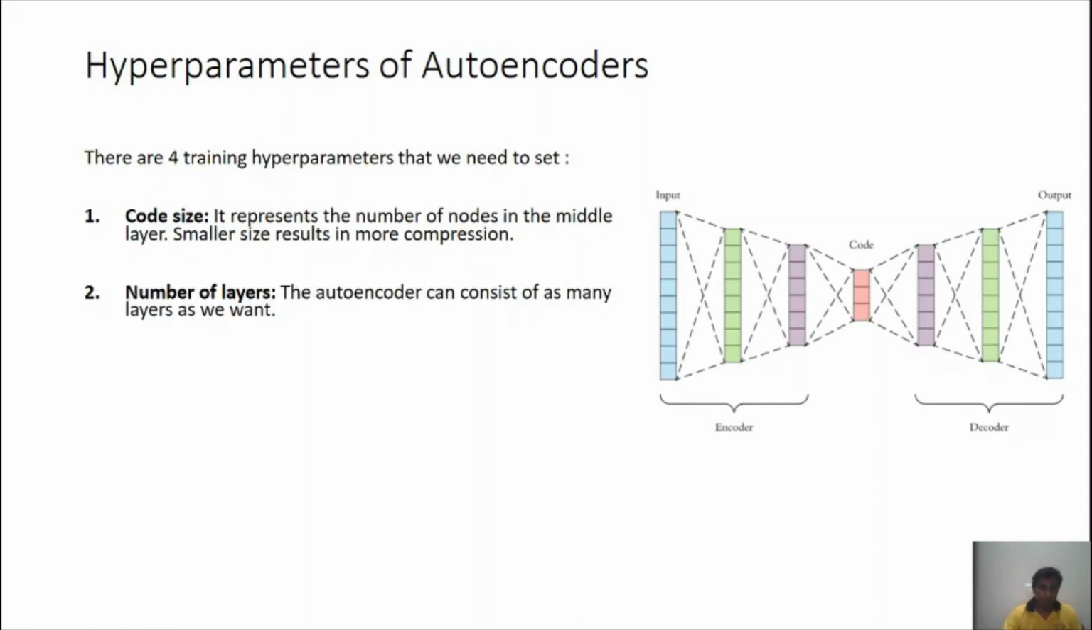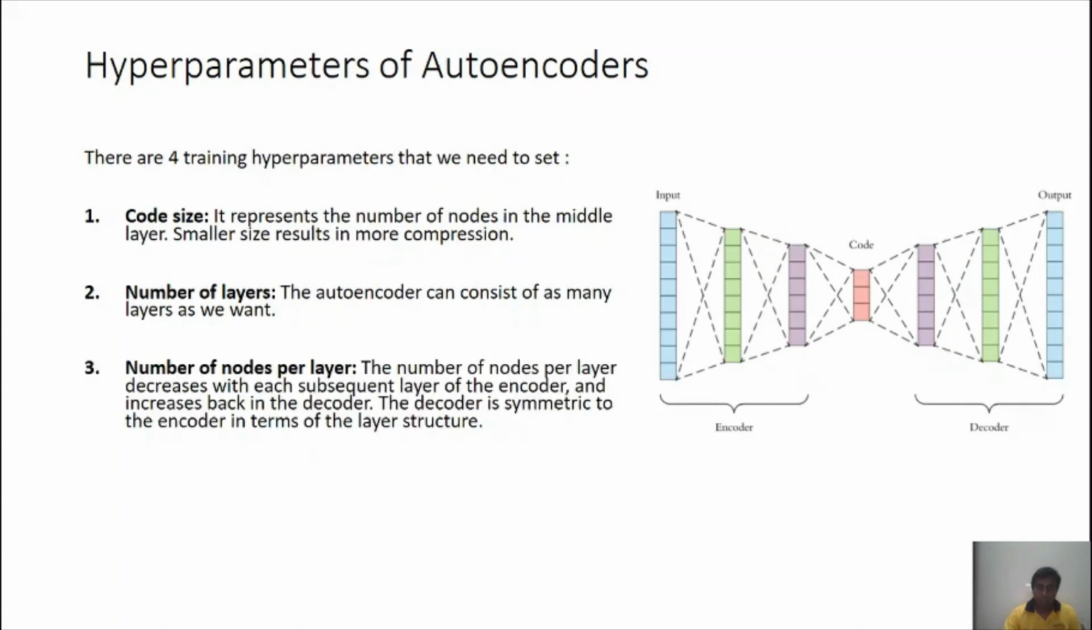The number of layers we have already discussed. You can have as many layers as you need. The number of neurons per layer is also something you can decide. There is no hard and fast rule on how many neurons should exist in each layer of the hidden part. You can choose your own.